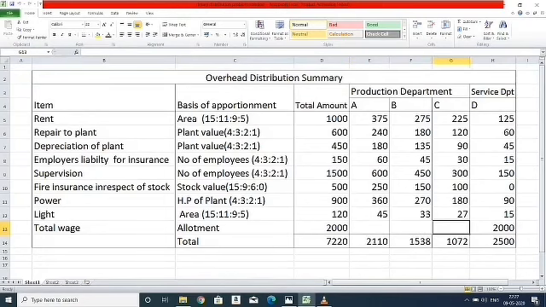The reason is this: after this primary distribution, we have to distribute the service department overheads among the production departments, because service departments give service to the production departments. So that is all about our overhead distribution, primary distribution. I think this session is clear for all of you. We will meet again. Till then, goodbye.